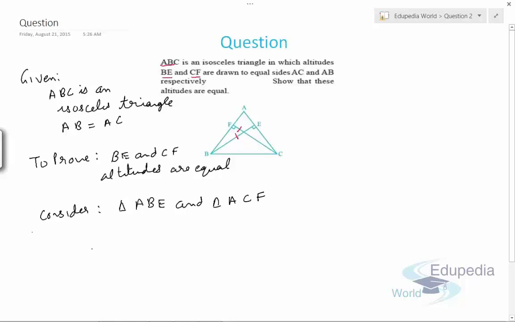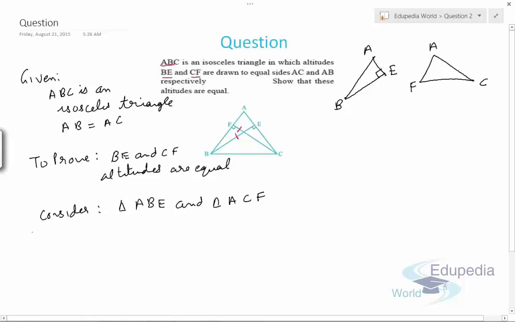Now let's see how we can prove these two triangles, and for convenience what we can do is break the triangles. So let's say we draw a triangle like this. Now this triangle can be A, E, B, and let's say we have another triangle like this. So this triangle can be A, F, C, and this is 90 degrees, and this is 90 degrees, right? So we can easily prove it now, and it's given that AB and AC are equal.